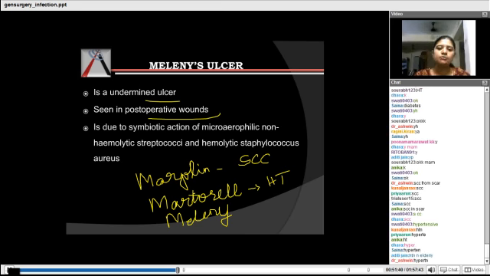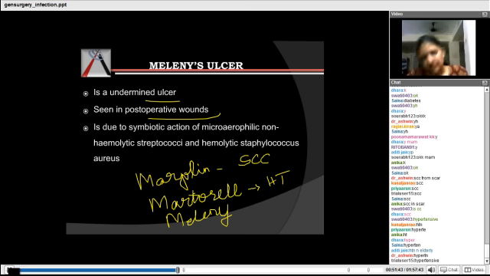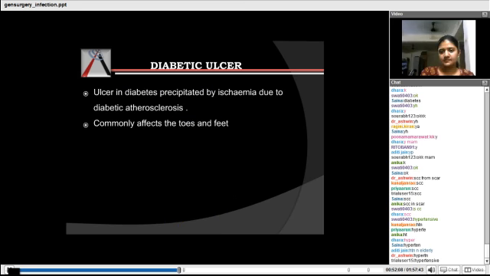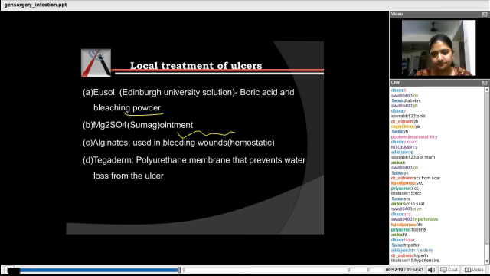It's an undermined ulcer seen in post-operative wounds. It's happening as a result of a symbiotic infection of microaerophilic streptococci and hemolytic staph aureus. So yes, combined bacterial infection, so it's seen in post-operative wounds. That is Melanese ulcer. And the kind of ulcer that it is going to be is an undermined ulcer. Diabetic ulcer, commonly seen again in diabetic patients because of ischemia, diabetic atherosclerosis. Commonly affected is toes and feet.